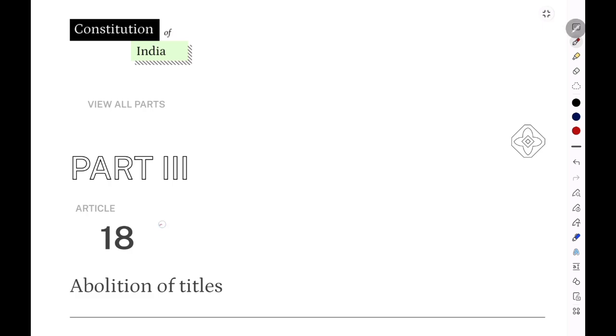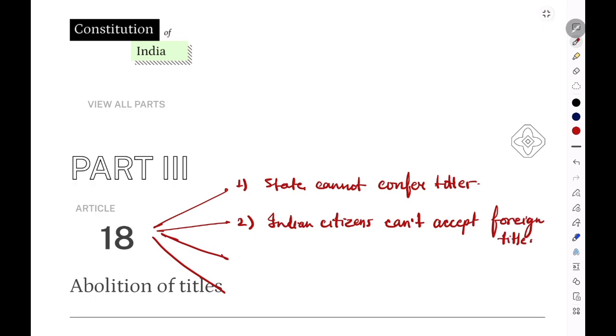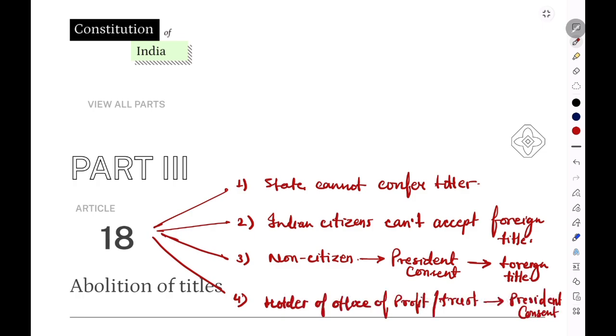There are basically four clauses in this article. Clause 1 says that a state cannot confer titles except military and academic distinctions. Clause 2 says that Indian citizens cannot accept foreign titles. Clause 3 says that non-citizens in state services need the president's consent to accept foreign titles. And clause 4 says that a holder of an office of profit or trust also needs the president's consent to accept foreign gifts, emoluments or offices.